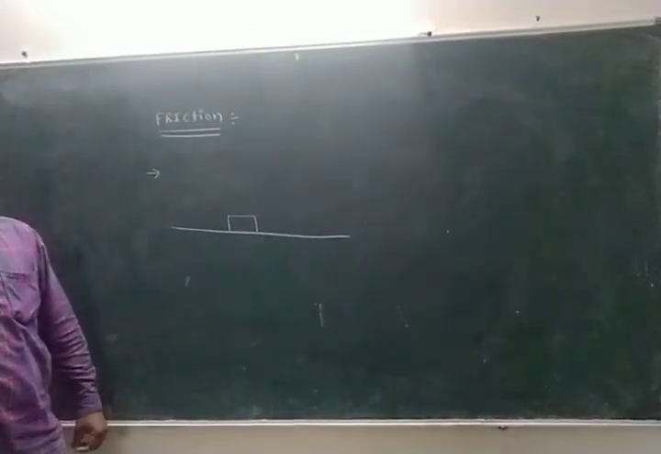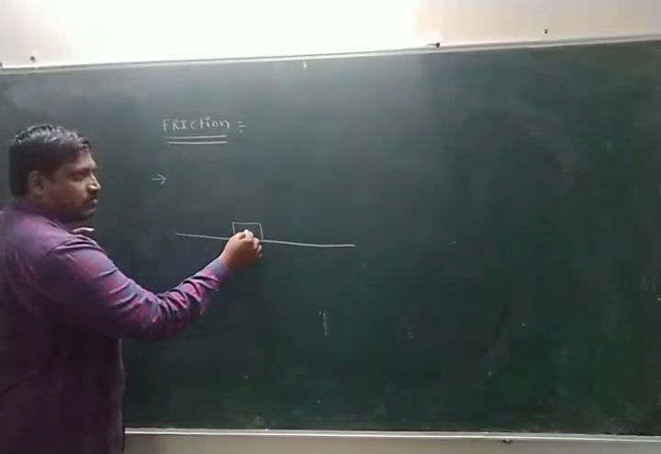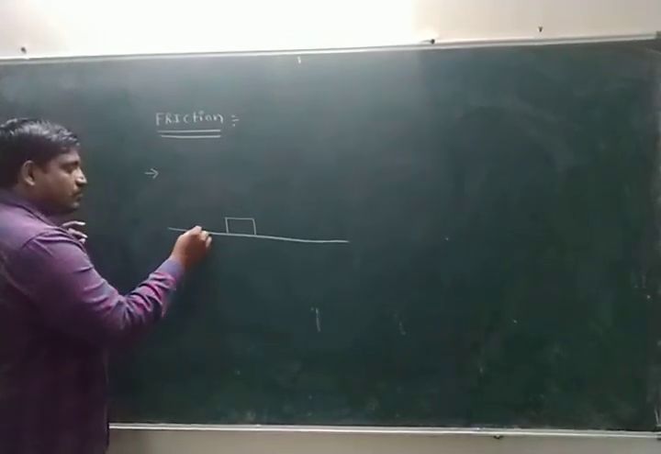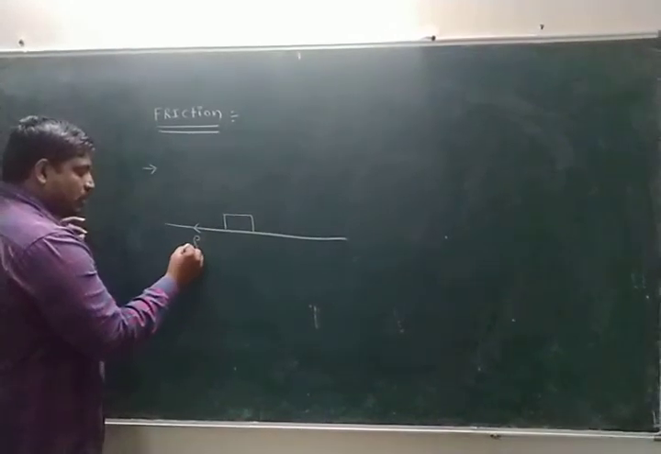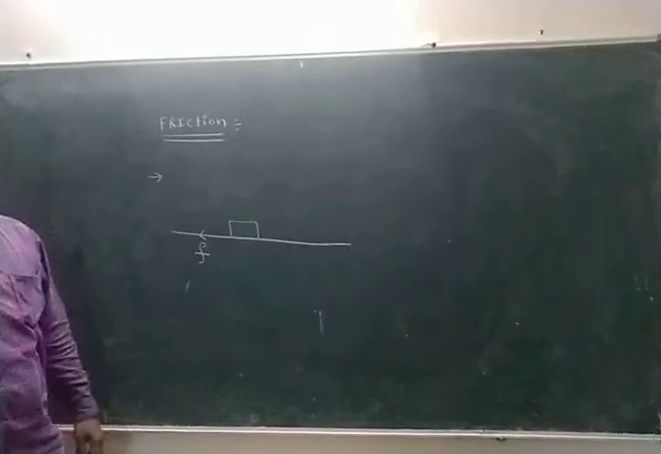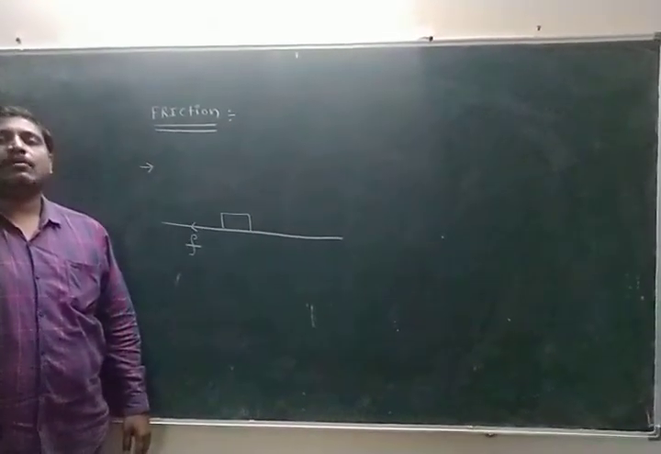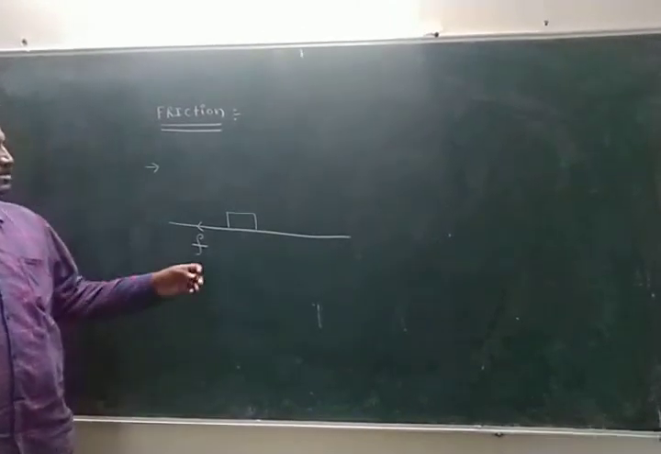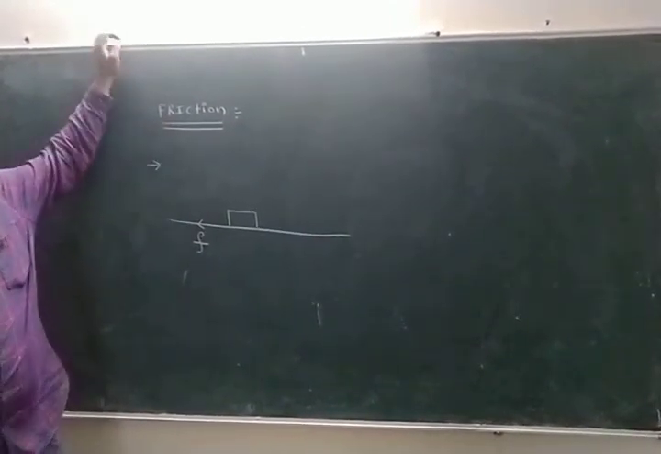Once again I repeat, a marble rolls on the rough horizontal surface. After some time, what happens? The marble comes to rest. Its meaning is that some opposing force acts on the marble. This opposing force is called frictional force.